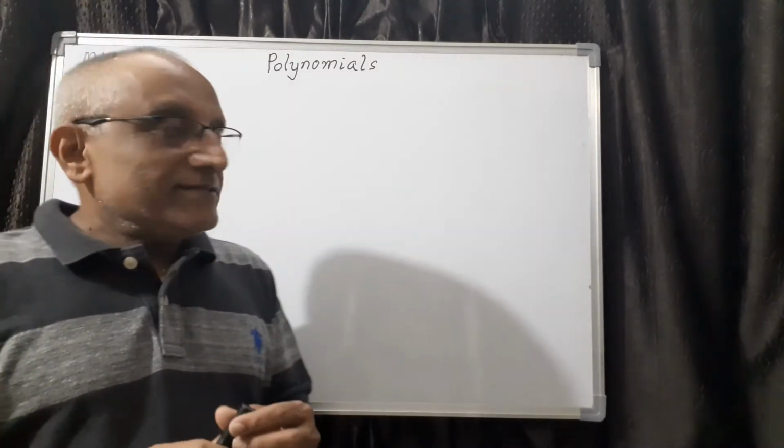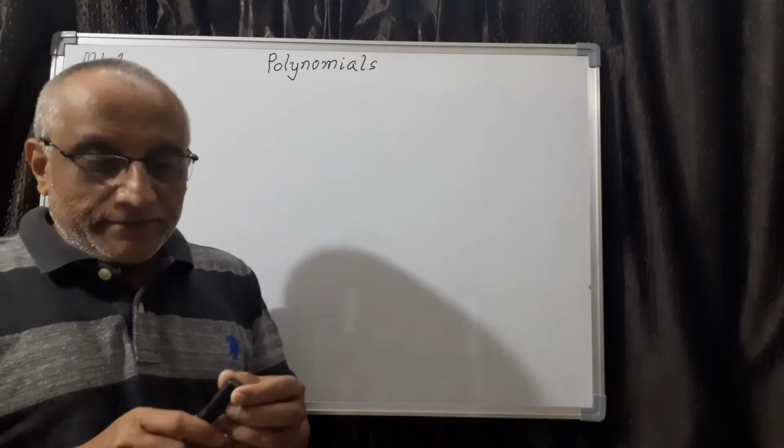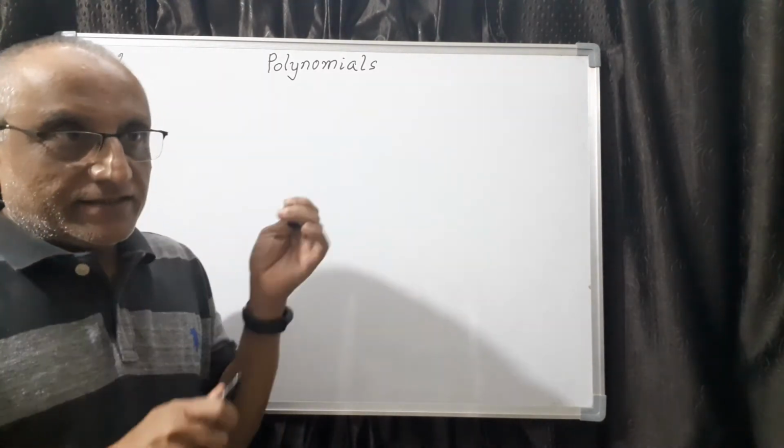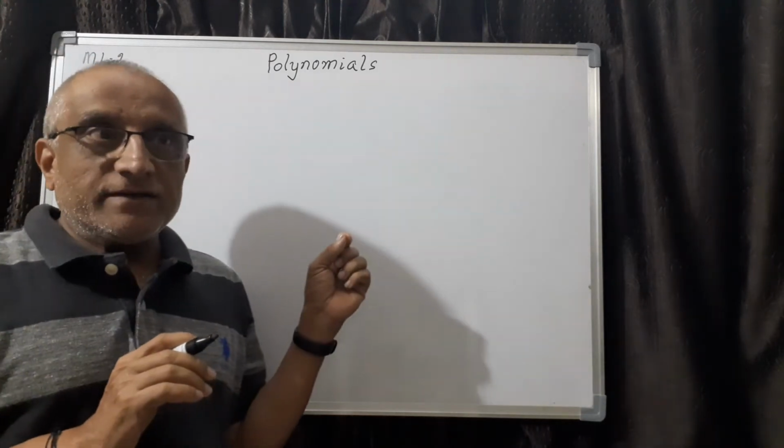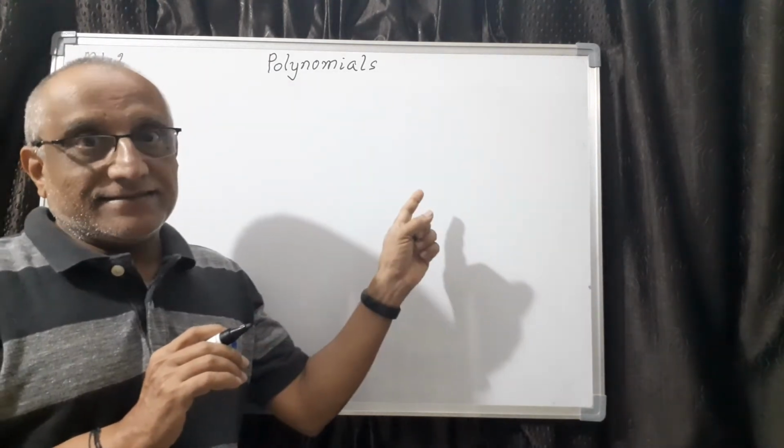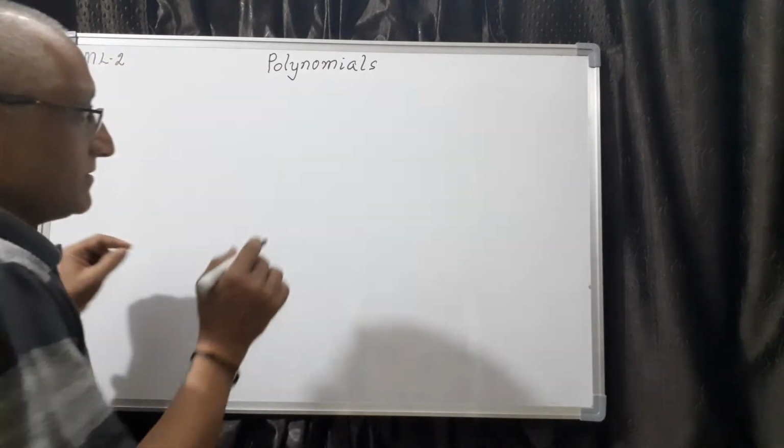Hi students, this is the second lesson in polynomials. In the last class we have seen the relationship between the zero of a polynomial and how it cuts the x-axis. That is the geometrical meaning. So we have seen this one.